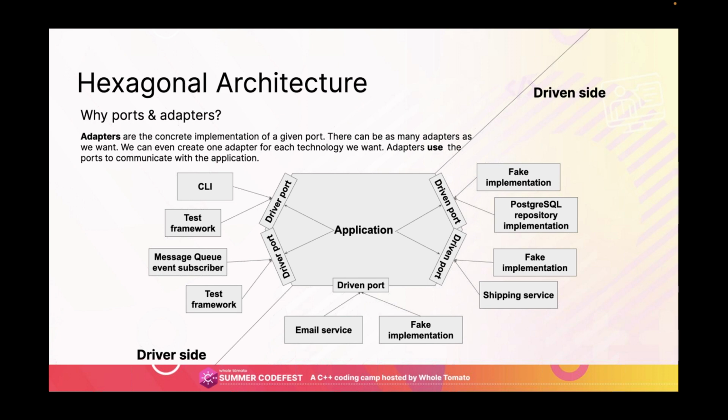So why ports and adapters? Because this is the other name that we have for hexagonal architecture. Starting with ports: ports are what connect the application with the outside world. And you can see they live on the boundary of the hexagon. They are normally implemented as interfaces or, in C++, abstract classes. And here on the left side, we have the driver side. And on the right side, we have the driven side.